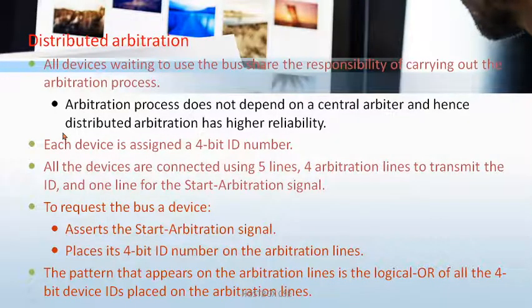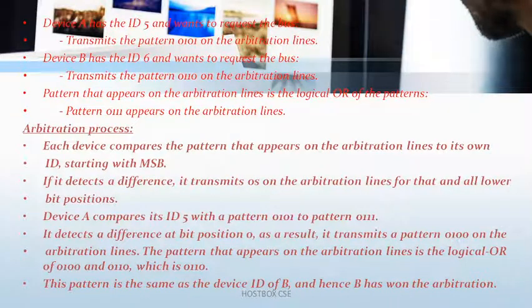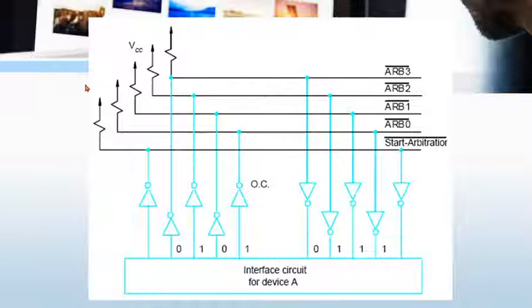Here they want to convey some points about distributed arbitration. Devices carry out the arbitration process easily compared to centralized arbitration. Both can be done at a time. Here a device has ID 5 and wants to request the bus, so it transmits the pattern 0101 on the arbitration lines, and a device has ID 6 and wants to request the bus, so it transmits the pattern 0110 on the arbitration lines. All are written based on this diagram. The diagram is very important. Start from ARB0, followed by ARB1, ARB2 and ARB3, connected with these circuits.